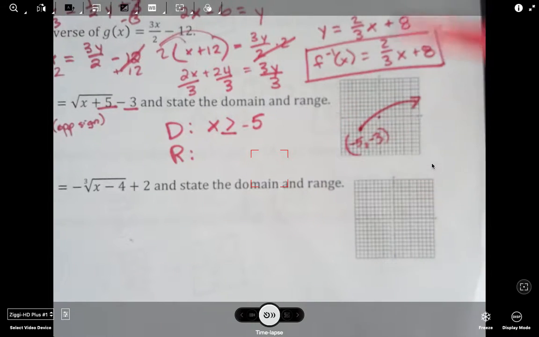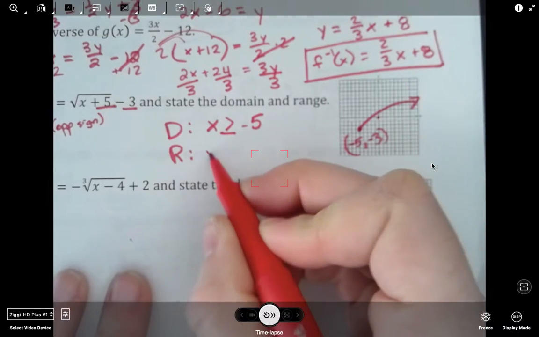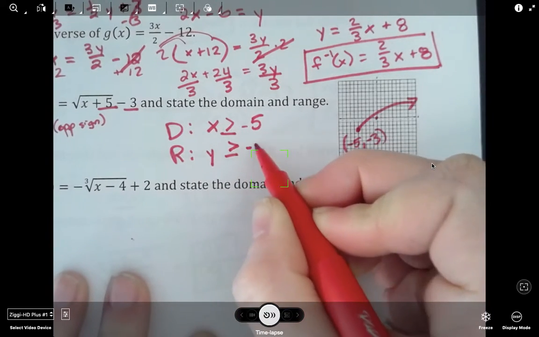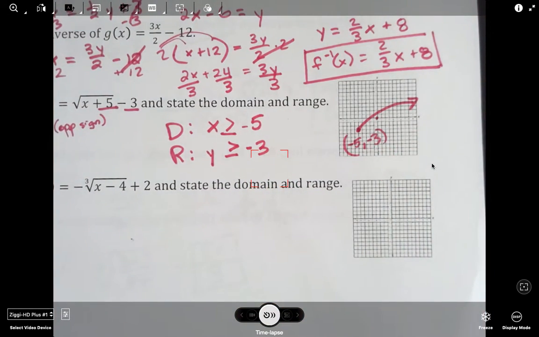Range is up and down. Will it go up forever? Yes, it'll go out and up. Will it go down forever? No. So what about y? Greater than or equal to the lowest it goes, which is negative 3. Okay, good? All right, now this one.